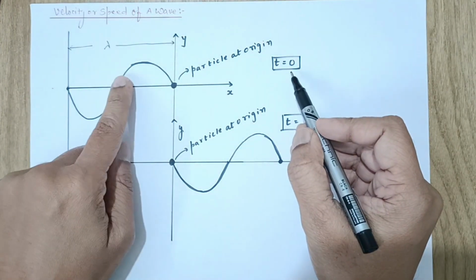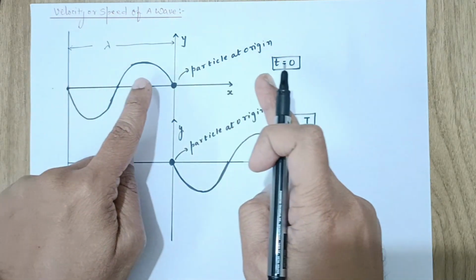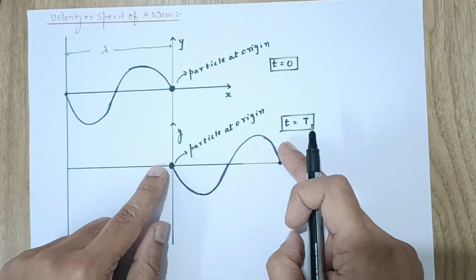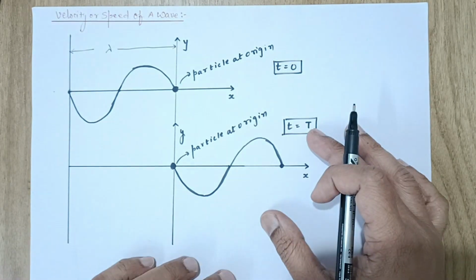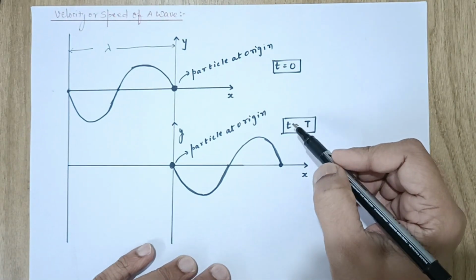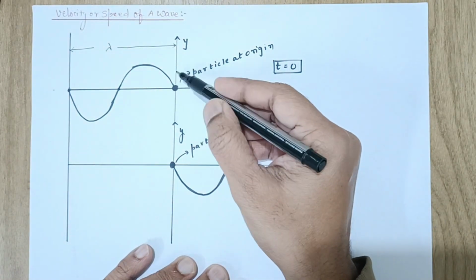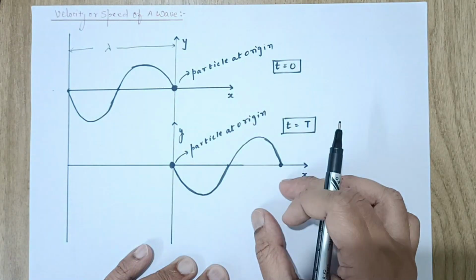So at time t equals 0, the wave was here. After the wave has completely passed, this particle has completed one of its oscillations. So in time capital T, two things have happened. One, this particle has completed its one oscillation and two, the wave has traveled some distance.